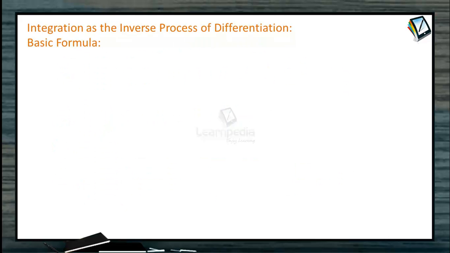Now let us switch on to how integration is the inverse process of differentiation and the connected basic formulae.